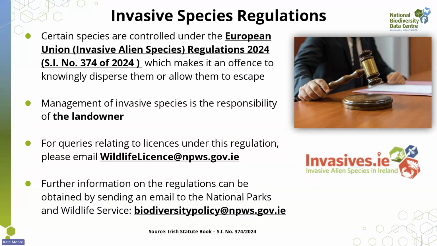So under the European Union regulations, it is an offence to knowingly release or allow the escape of certain invasive species. And the management of invasive species is the responsibility of the landowner. So this means if there's an invasive species on your property, it is up to you to manage it. But if an invasive species is found on public land, it would be for the local authority to deal with it. And if it's on a protected site, then that may be an issue for the National Parks and Wildlife Service.